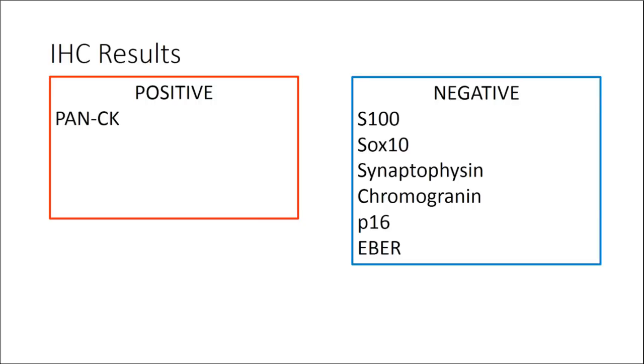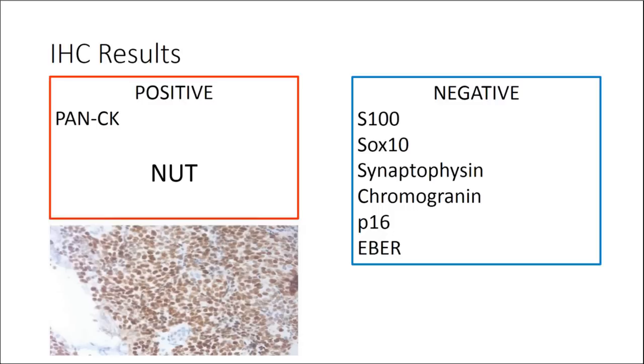So if we do our immunohistochemistry, this is positive for pancytokeratin, negative for a variety of neuroendocrine markers, melanoma markers, negative for P16, and negative for EBER. And then the one thing, especially since we're seeing that abrupt area of squamous differentiation, the pathologist working up this case added one more stain, and that was the NUT immunohistochemistry. And so that was strongly positive. So this is an example of a NUT midline carcinoma, which actually are fairly common in the sinonasal tract.